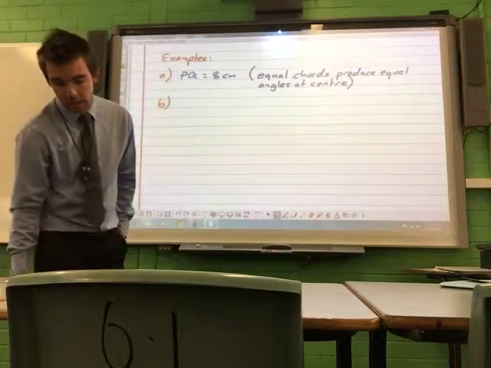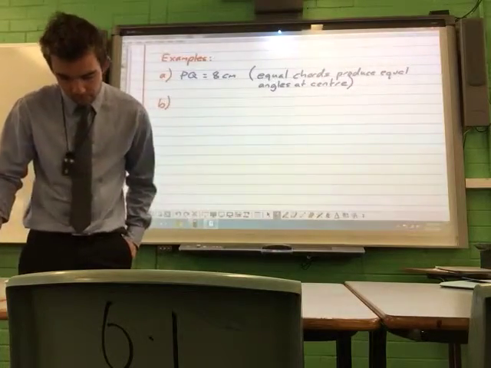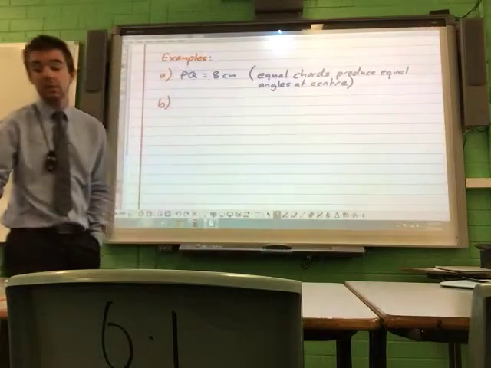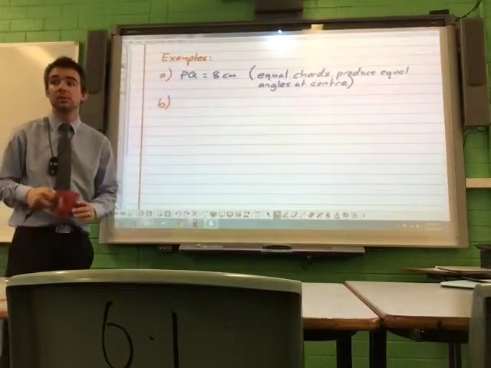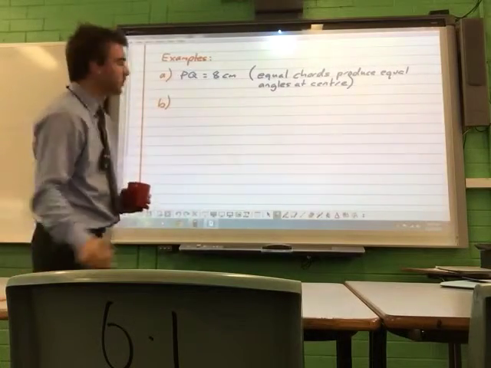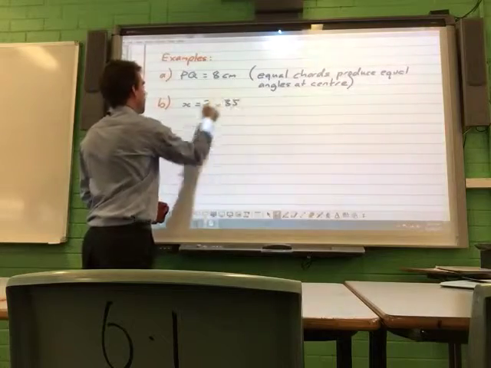B. Down the page, find the value of x. Okay, so angle at centre is twice angle at circumference. The angle at the circumference is the smaller angle. The angle at the centre is the larger one. So x is going to be 2 lots of 35.